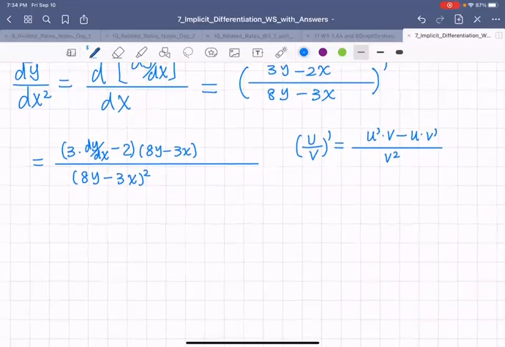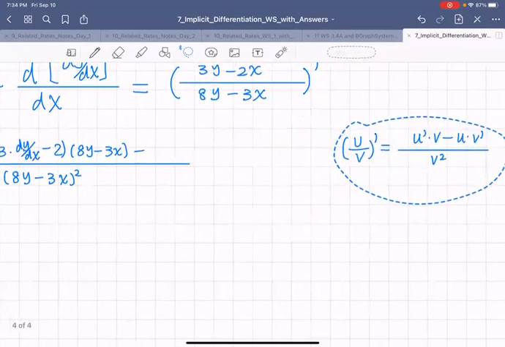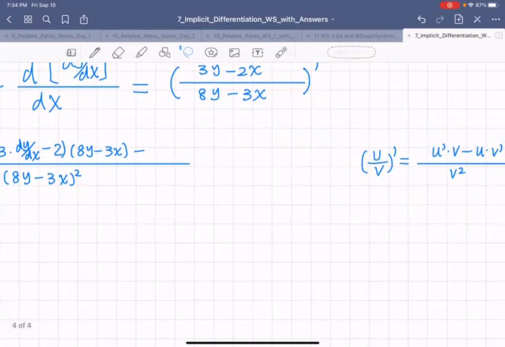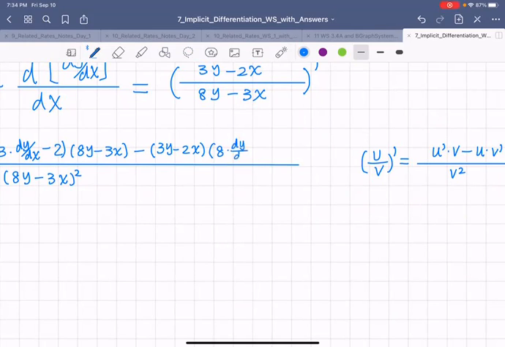Minus 3y minus 2x times 8 times dy over dx minus 3. Minus this guy copy down times the other guy's derivative: 8 times dy over dx minus 3. Correct? Yeah. Okay, very good.